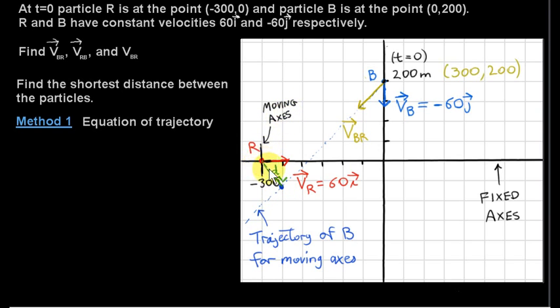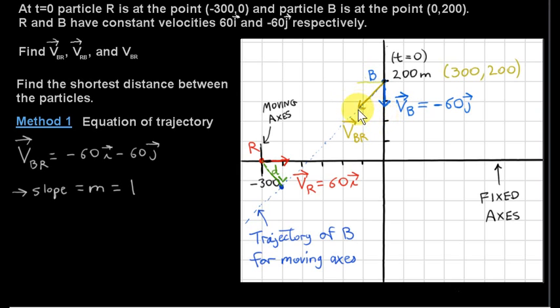So the point will be 0, 0. Now we need the equation of this line. Well, we have a point on the line. It's 300, 200, referring to the moving axis. So we now need the slope of the line. Well, we can get the slope from this vector here. We know that the components of this vector are minus 60i minus 60j. This is minus 60i, this is minus 60j, so this distance is 60, and this distance is 60. So the slope of the line is 60 over 60, which is 1.